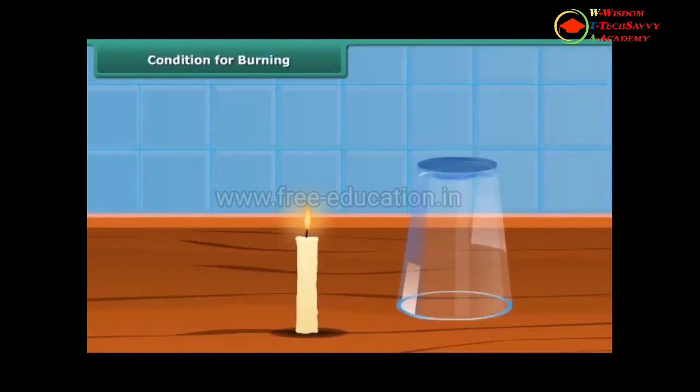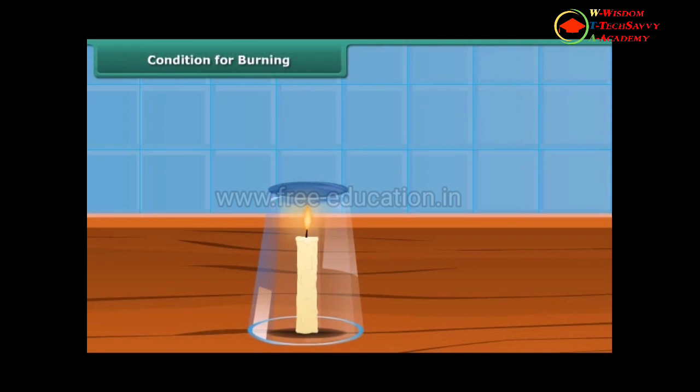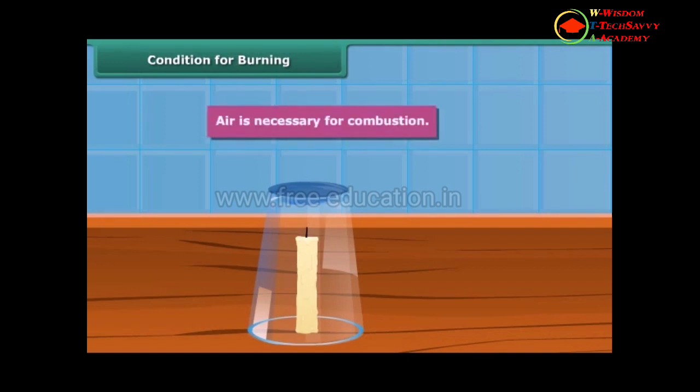Let us discuss the conditions necessary for burning. Light a candle and cover it with a glass tumbler. You will see that the candle stops burning after a while. This implies that a candle burns freely in the presence of air. Therefore, air is necessary for combustion.